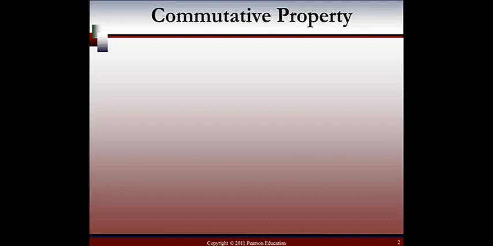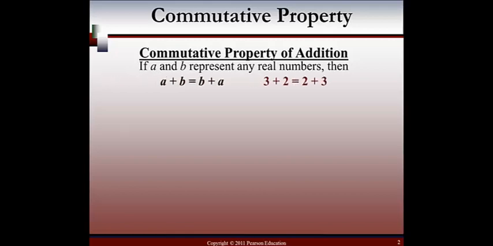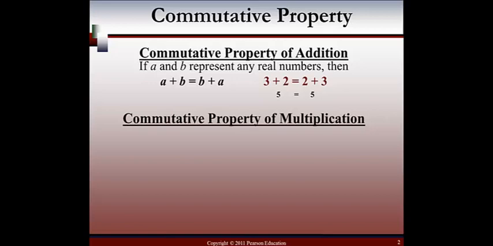So the first property we're going to talk about is the commutative property. We have the commutative property of addition, and this says if A and B represent any real numbers, then A plus B equals B plus A. An example of this is 3 plus 2 equals 2 plus 3. On the left side, 3 plus 2 is 5. On the right side, 2 plus 3 is 5. 5 equals 5.